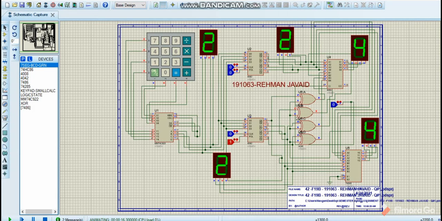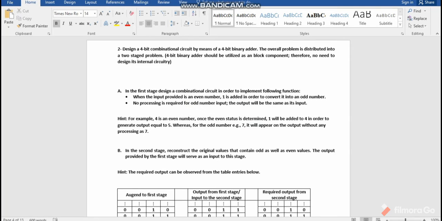So you can see that 2 plus 2 is equal to 4, and in the second stage we got multiplication: 2 multiplied by 2 is equal to 4. Now we change the number, we give it 4 to stage 1 and the same input to stage 2. So you can see the answer 4 plus 2 is equal to 6 in the first stage, and 4 multiplied by 2 is equal to 8 in the second stage. So the first stage is doing addition and the other is multiplication.